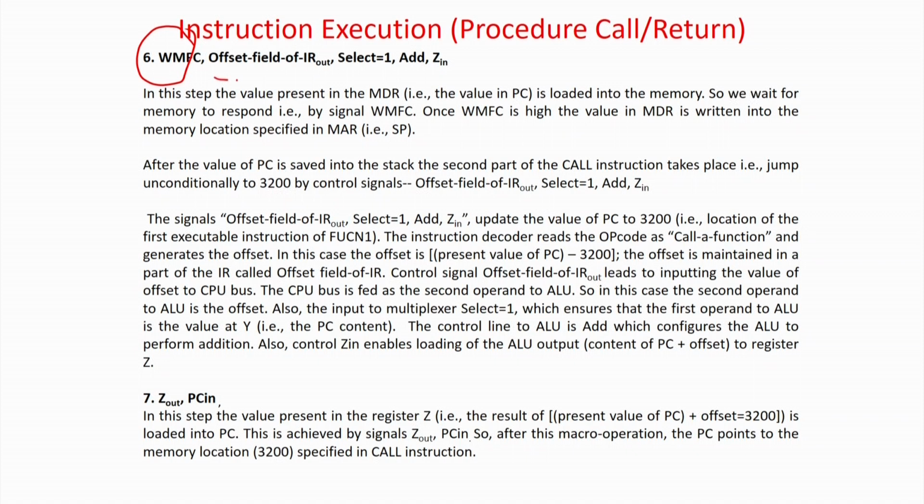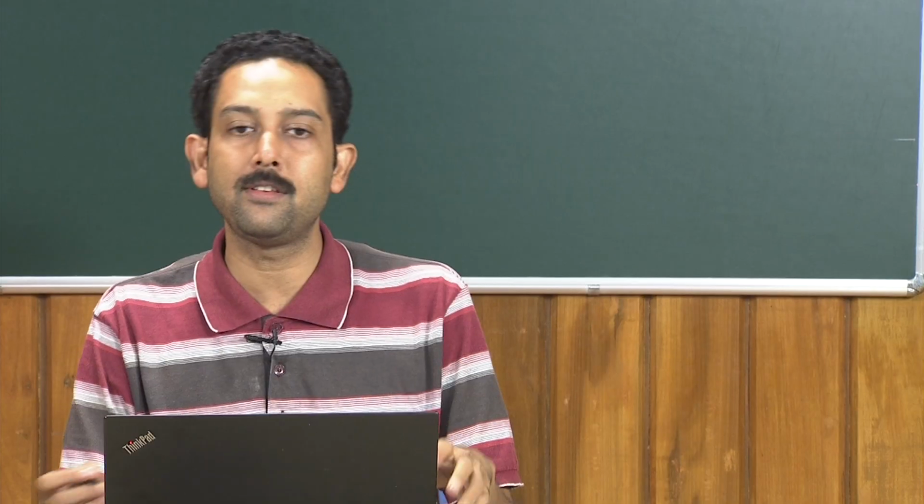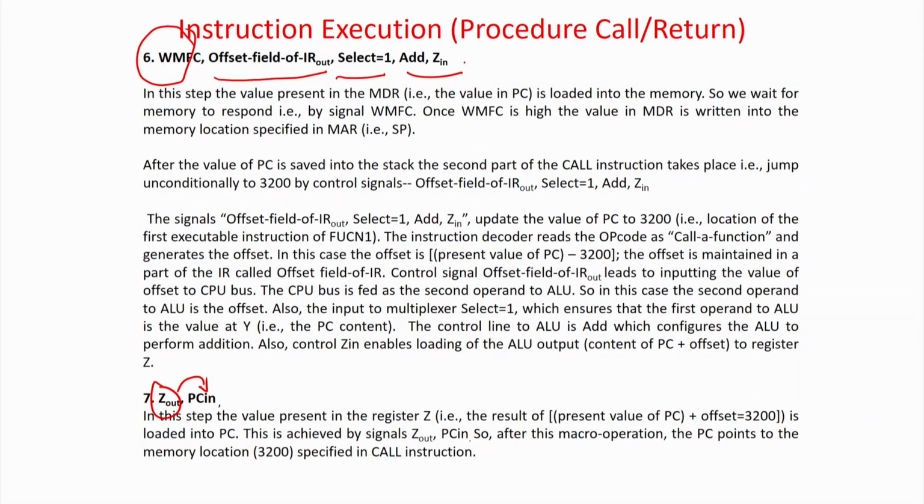Now, you are taking the offset value of the register, select one, add and Z in. That is the same stuff. We are making the offset value added to the program counter, which will give the value of the jump address, in this case the call address. Then Z out you give to the PC in. So, Z in this case is equal to 3200. That is the same way you calculate the offset, add it with the present value of the program counter, put it in the PC, and you are going to jump. Your job is solved. So, that is very similar to any other jump instruction.